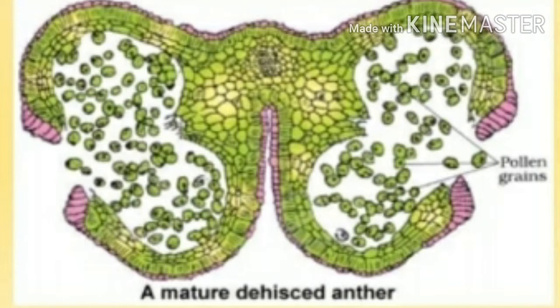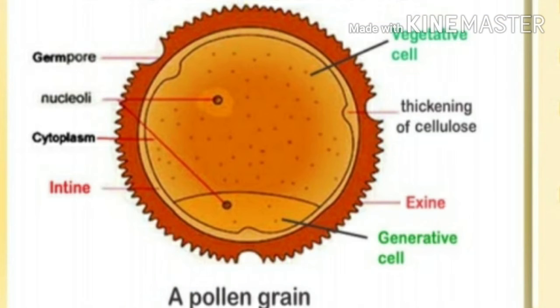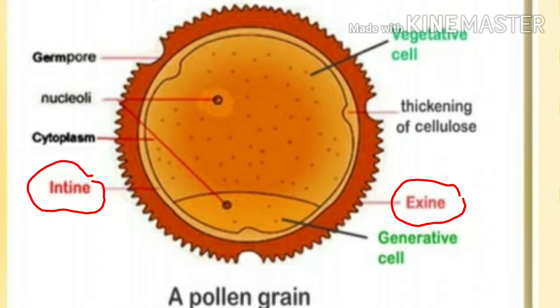Now we will see about the structure of a pollen grain. Actually, you can see that the pollen grain is made up of two layers or two walls. It can be called the outer layer and an inner layer. Okay, so the outer layer is known as exine and the inner layer is known as intine. Okay, now let us talk about the outer layer, which is known as the exine.